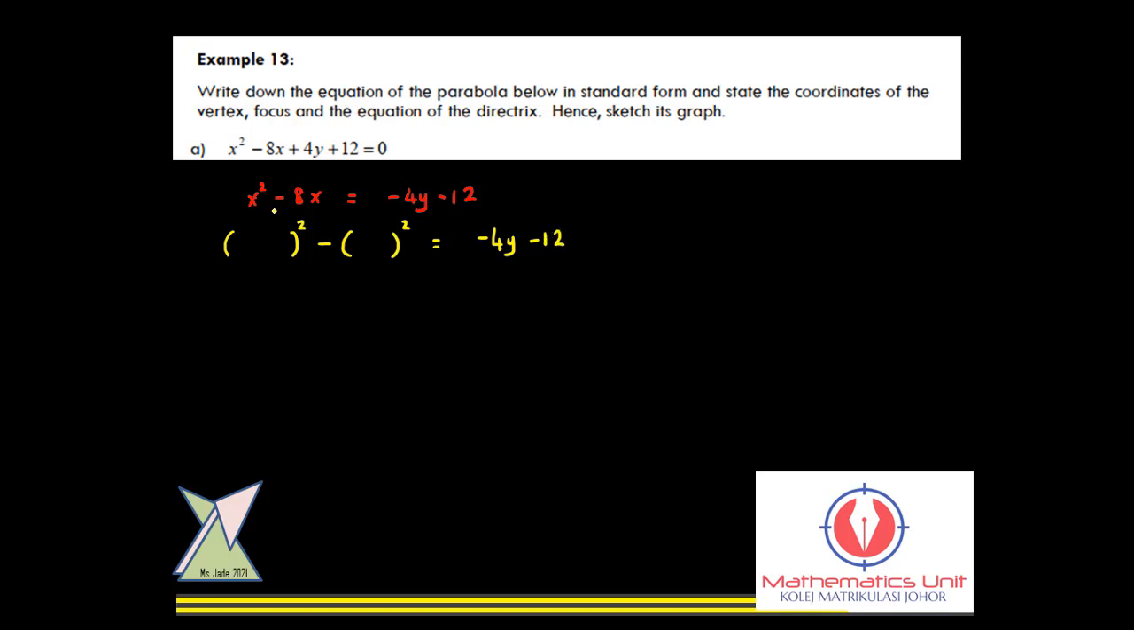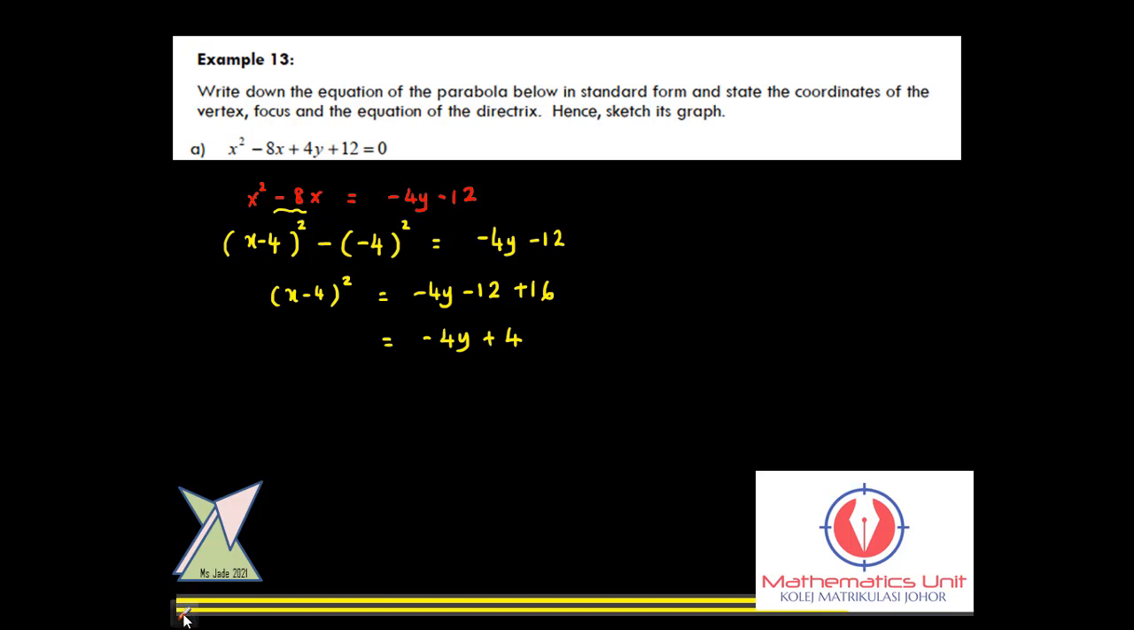After that, it will be the coefficient of x divided by 2, which is negative 4. So this is x minus 4. So we will get that x minus 4 squared equals to negative 4y minus 12. As we know that this one we obtain is a negative 16, so it will become plus 16 at the right side. So lastly, we get that the final constant number is a positive 4.